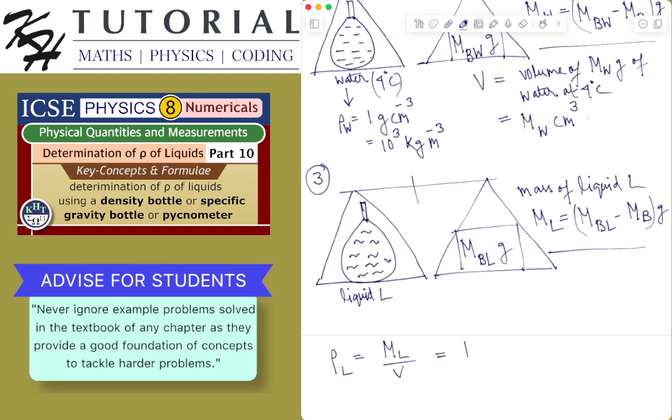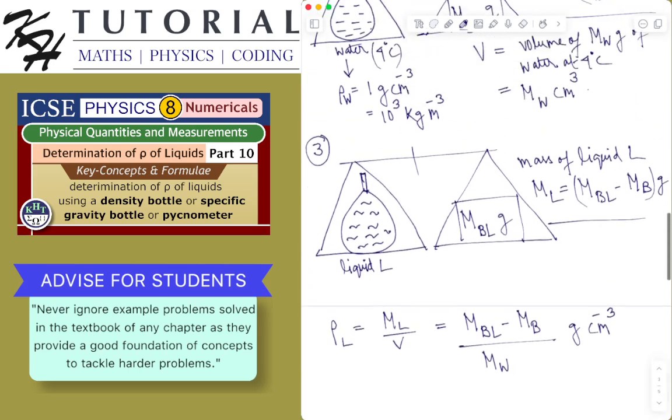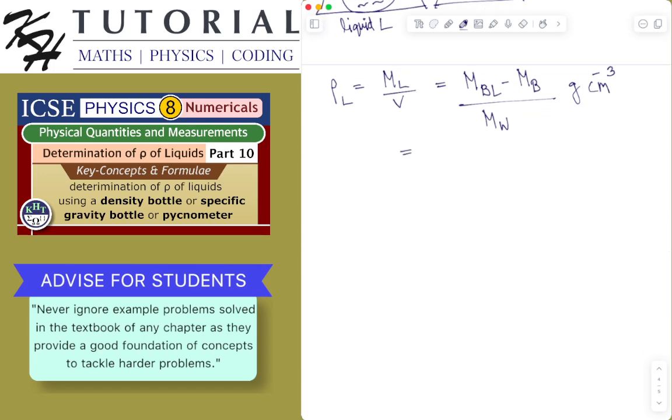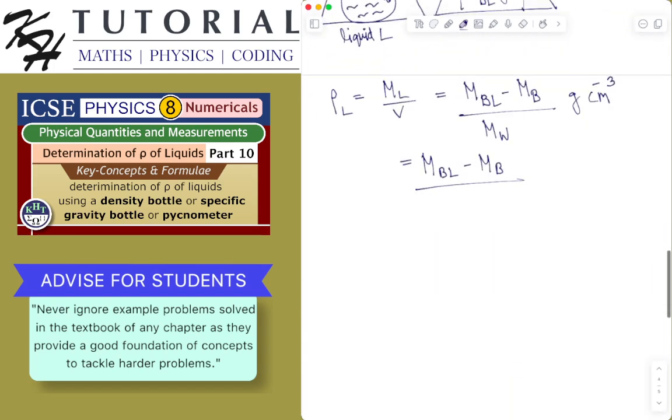What is ml? ml is MBL, that is the mass of the density bottle completely filled with the liquid, minus the mass of the empty density bottle, divided by V, which was MW, that is the mass of the water, this much gram per centimeter cube, since we have assumed the masses to be in gram. Now this is equal to MBL minus MB divided by what was MW? MW was MBW minus MB.